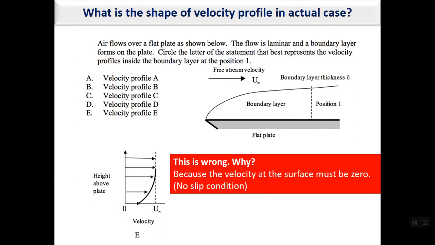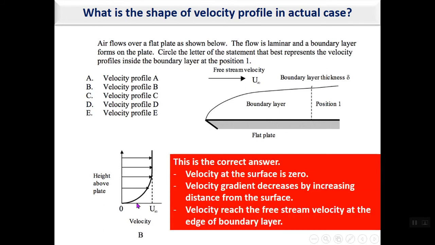What about this? This is also wrong. Why? Because the velocity at the surface here must be 0, as we name it, no slip condition. No slip condition means that the velocity at the surface is equal to the surface velocity. If the surface is stationary, then the velocity will be 0. If the surface is moving at a velocity, for example, v, then the velocity of the fluid at the surface will also be v. But here the surface is stationary. As you can see here, there's a fixed flat plate, so the velocity at the surface shall be 0. But here you can see that it is not 0, so this is also wrong.